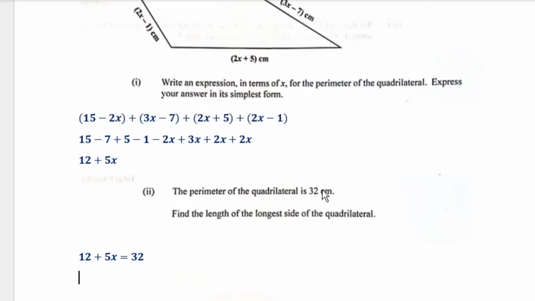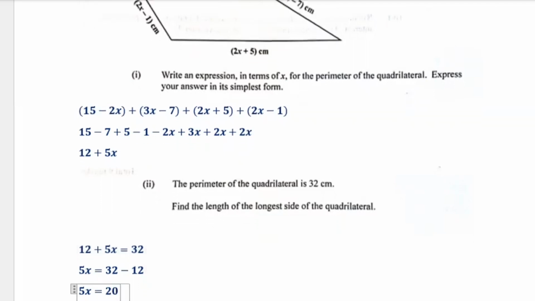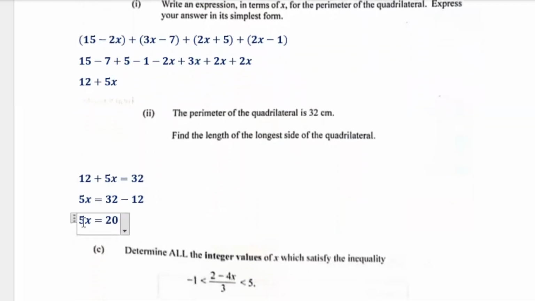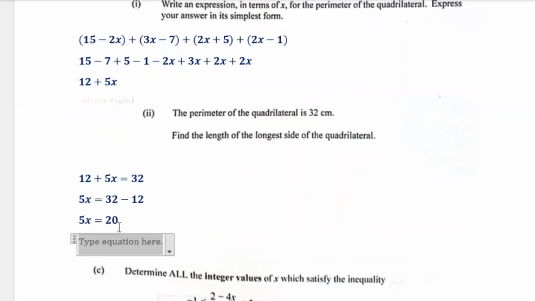Now we're going to solve for x. At first I'm going to subtract 12 from both sides of the equation. So what I'll have is 5x is equal to 32 minus 12. So therefore 32 minus 12, 5x is equal to 20. Now I'm going to divide both sides of the equation by 5. So remember this 5 is multiplying here, so in order to get rid of it, I'm going to divide both sides of the equation by 5.